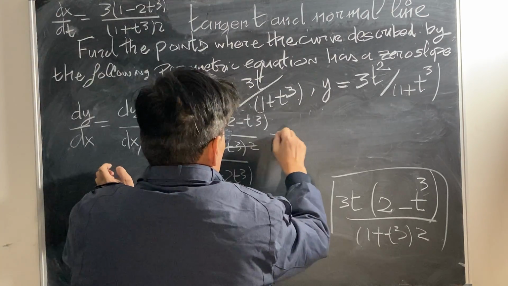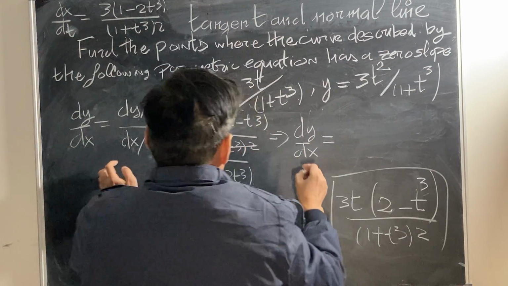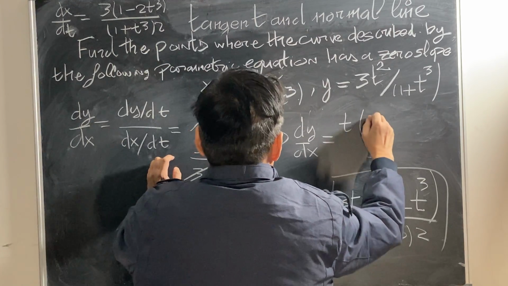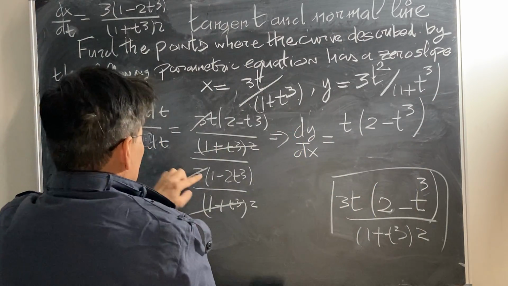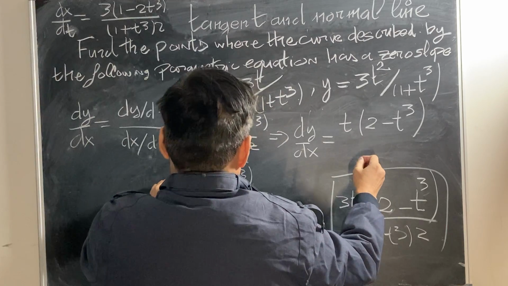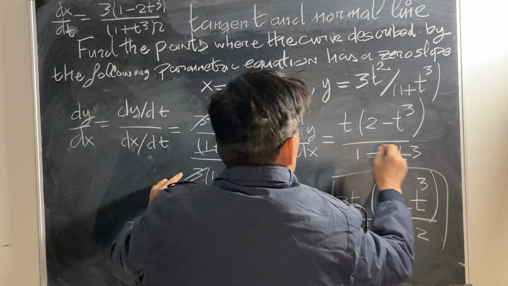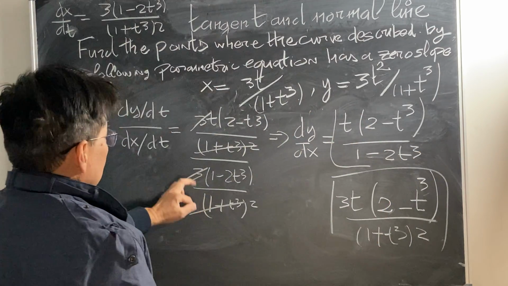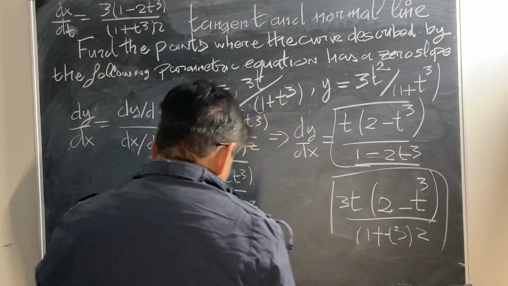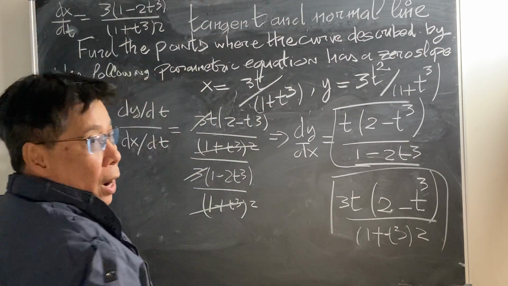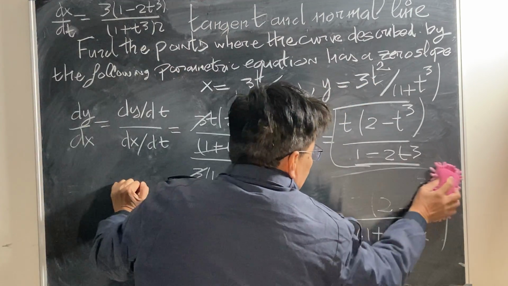Then finally we have dy over dx equal to t times (2 minus t cubed) divided by (1 minus 2t cubed). Okay, that's right. So now we need to set dy over dx equal to 0, because the slope equals 0. Let's write this part.